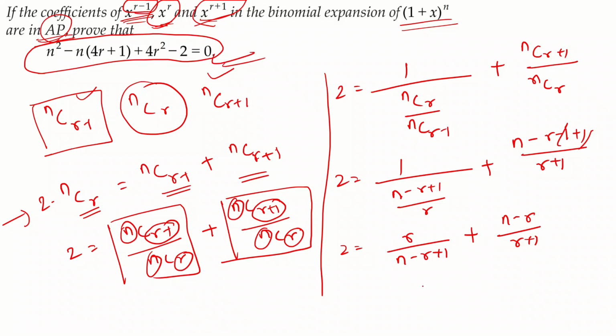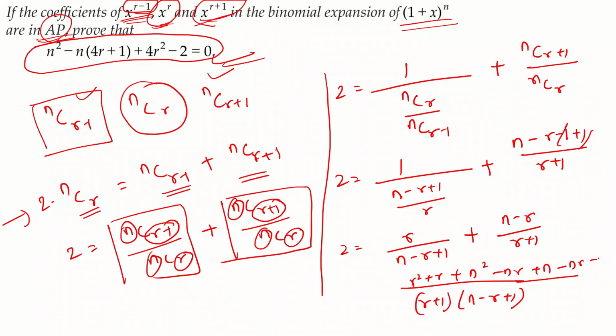So I take the LCM, (r plus 1) into (n minus r plus 1): r square plus r plus n square minus nr plus n minus nr minus r square minus r. It's plus r square minus nr plus r square minus r. So minus nr and minus nr give us minus 2nr. I leave it to you for simplification. Actually it's just a bit of simplification and you should get the required result. So I leave it to you as an exercise, you can do it.